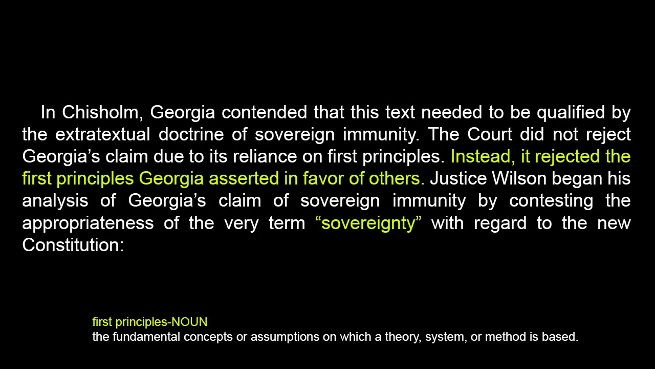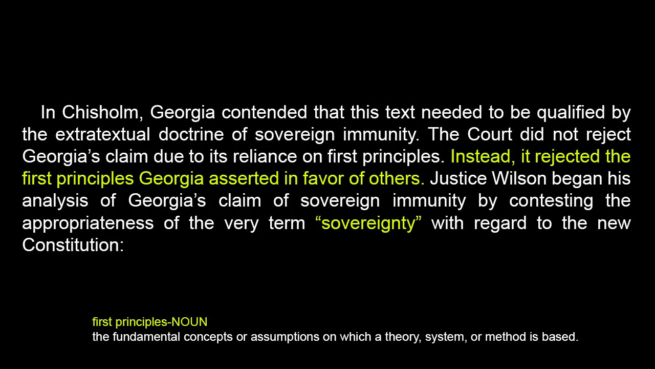The court did not reject Georgia's claim due to its reliance on first principles. Instead, it rejected the first principles Georgia asserted in favor of others. Justice Wilson began his analysis of Georgia's claim of sovereign immunity by contesting the appropriateness of the very term sovereignty with regard to the new Constitution.